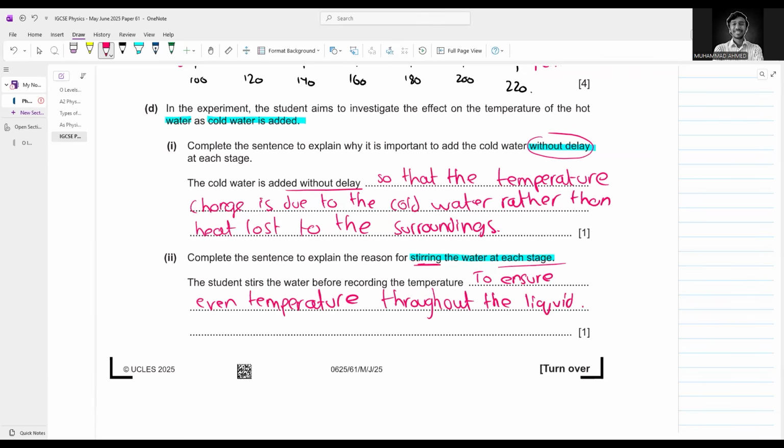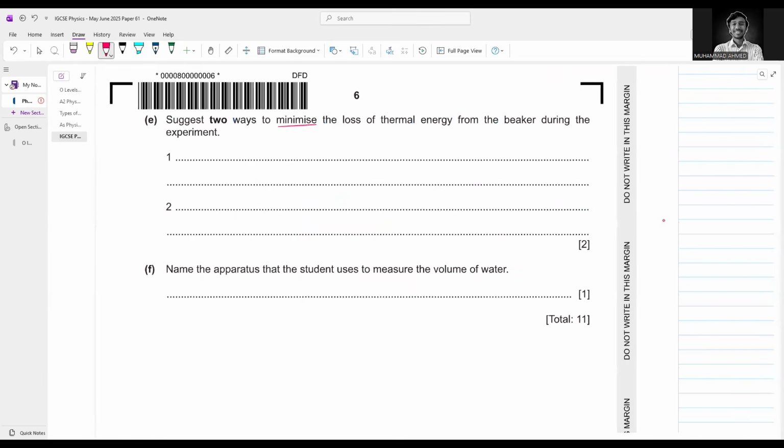क्या लिखा हुआ है आगे? अच्छा जी. Suggest two ways to minimize the heat losses of thermal energy from the beaker during the experiment. भाई heat losses को किस तरह minimize करें? Use some form of insulation around the beaker.